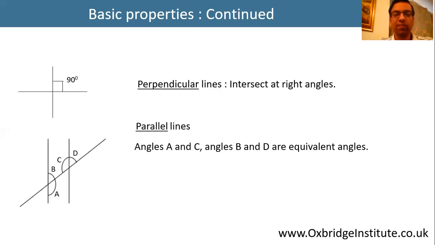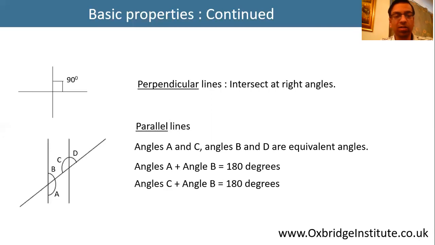So remember, if we have two parallel lines which are being intersected by a common line, this will always be true. Angle A and C will be equal and angle B and D will be equal. Also, we know that angle A plus angle B have to be 180 degrees because these are angles in a straight line. So that always has to add to 180 degrees. And also angle A is equal to angle C because they're equivalent. So angle C and angle B will also be 180 degrees.